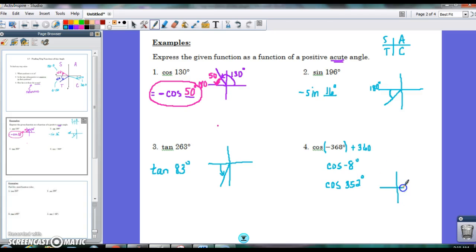Okay, so now I can say, all right, that's a fourth quadrant angle, right? Cosine is negative in the fourth quadrant. And my reference angle, how far am I from the x-axis? Well, I'm only 8 degrees away from the x-axis because I'm doing 360 minus 352. And that would be my answer. So sometimes you have to use coterminal angles to get it to be an angle between 0 and 360 before you can figure out what that reference angle is.